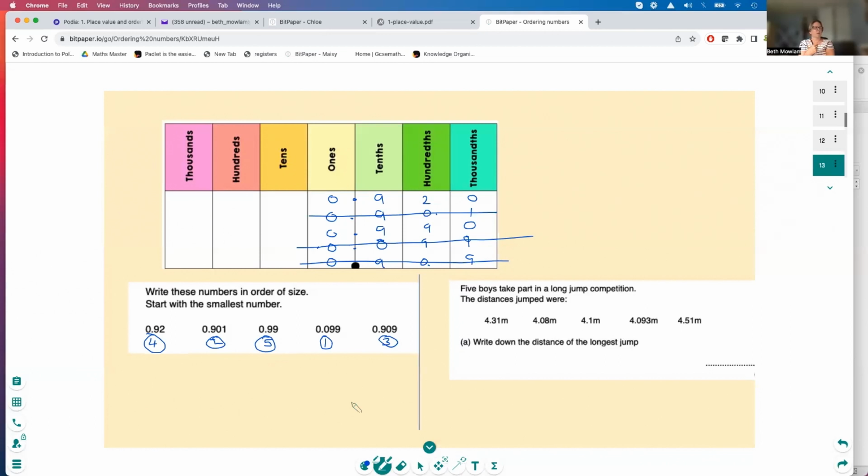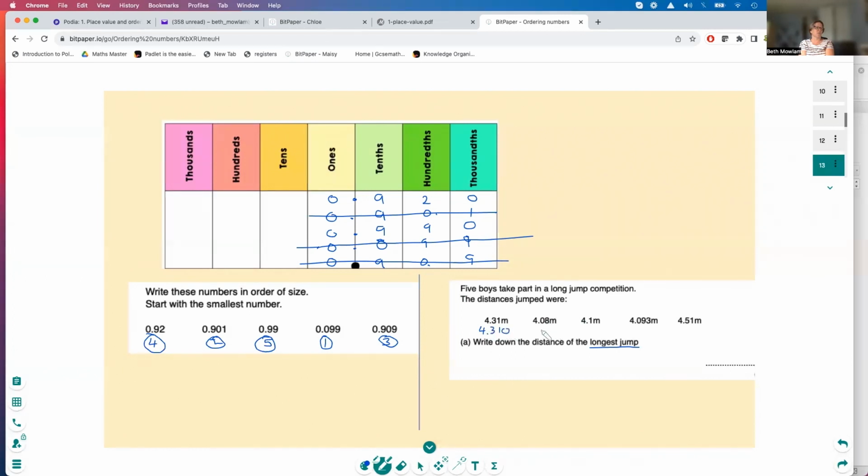Okay, and the last one there is: 5 boys take part in a long jump competition. The distances jumped were 4.38, 4.08, sorry, 4.31, 4.08, 4.1, 4.093, and 4.51. We want the longest one. So for the longest one, we might have put them into the table to work out which is biggest. You might be able to start looking at the columns. You might want to start adding zeros.